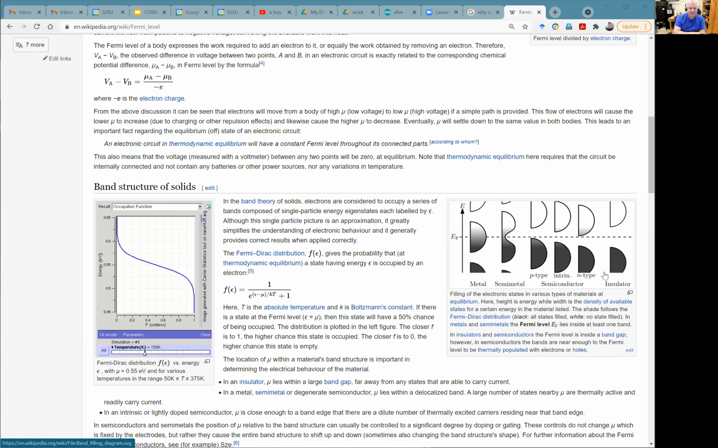Jimmy, do you have a thought? Should I take that as a no? Yes, Vigo. Okay, so you can tell it's a metal because there's an overlap between the two pieces. Meanwhile, with the semiconductor, there is no overlap and there's a band gap. Right. Yeah.